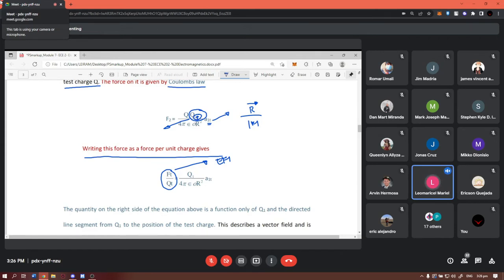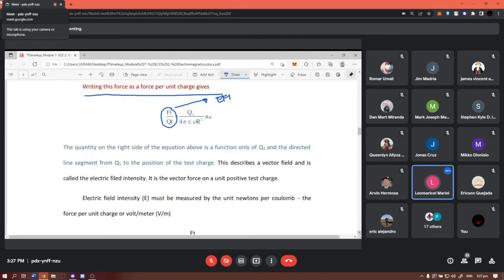And therefore, the formula of the EFI will be the fixed charge all over our constant, 4 pi eta R squared multiplied by the unit vector AT. Okay? So, wala naman sigurong problema doon, no? Kasi nilipat ko lang naman yung isa. That is the new definition of our EFI.